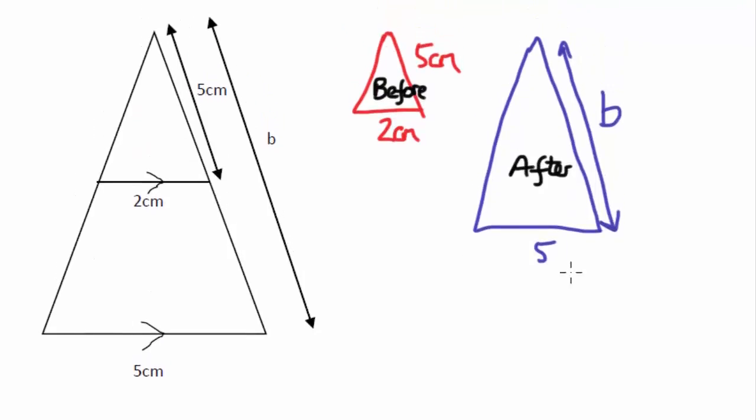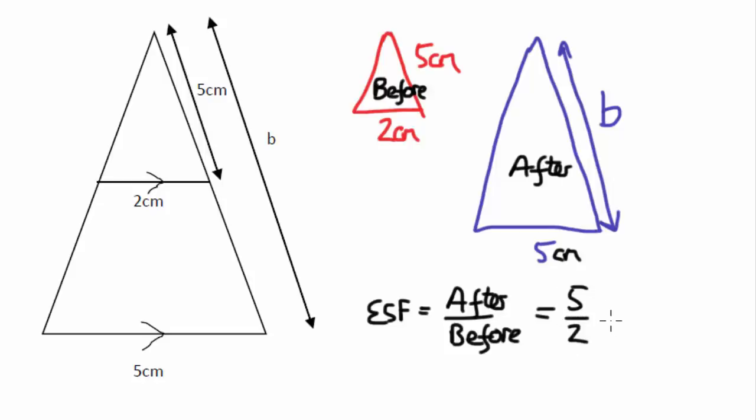So what we can do is we can say this is the enlargement scale factor, and again we can say it's what it's been changed to after the scaling, divided by what it was before the scaling, and we pick a side from each triangle, a corresponding side that actually has a value to it. So if we look here, we've got 5 and the corresponding side is 2, so that's 5 over 2, and that's 2.5. So we can actually say that this is 2.5 times bigger than this.